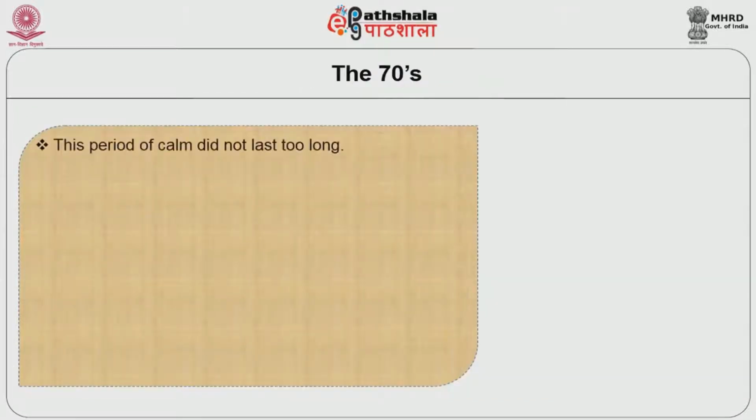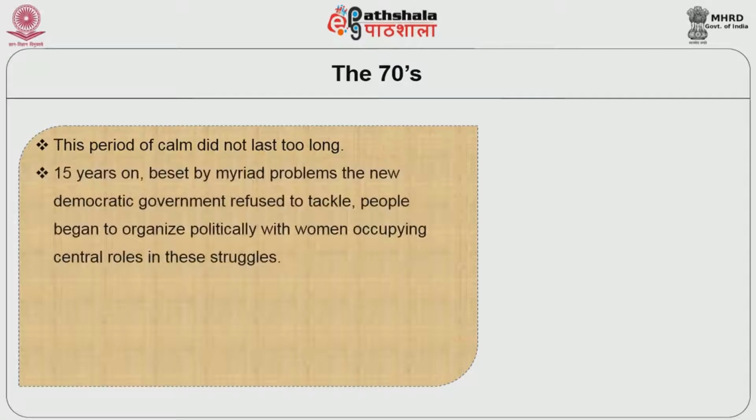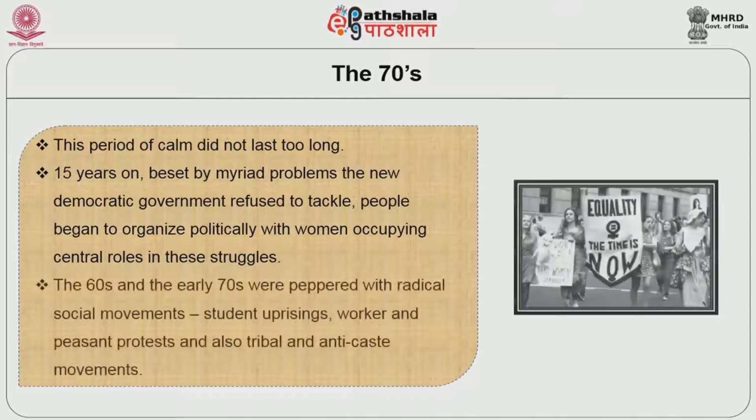Section 1, the 70s. The period of calm did not last too long. 15 years on, beset by myriad problems, the new democratic government refused to tackle them. People began to organize politically, with women occupying central roles in these struggles.